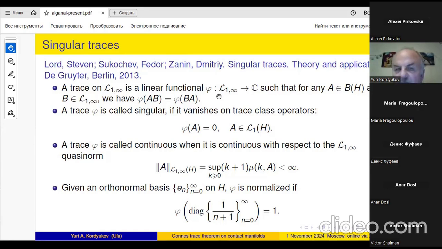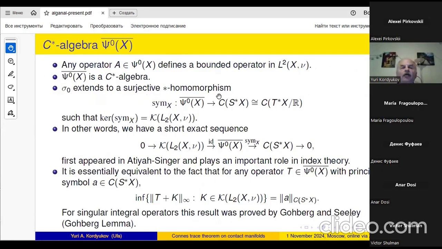What should we have instead of operators? How can we extend the set of operators? Actually, we can consider the closure of this algebra of zero-order pseudodifferential operators. Any zero-order pseudodifferential operator defines a bounded operator in the L2 space. Then we can take the uniform closure, and this will be a C* algebra.